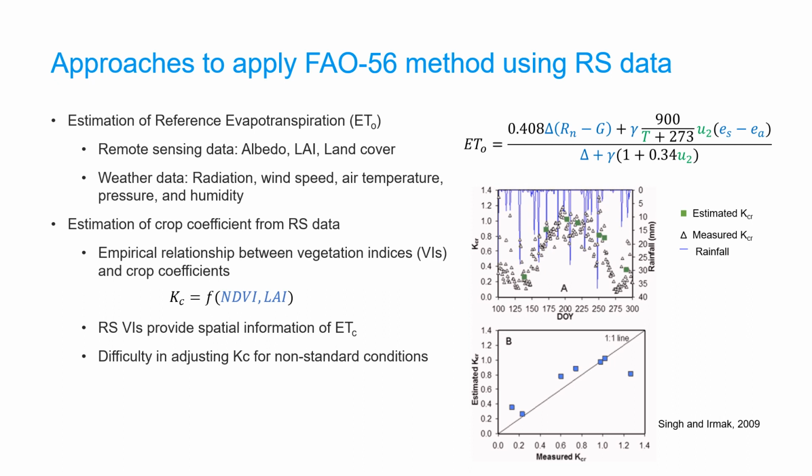The advantage of this approach is that remote sensing data provides spatial information of crop coefficient Kc, and thus crop evapotranspiration. However, the full procedure of adjusting Kc for non-standard conditions still requires information about the crop, soil, and water management.